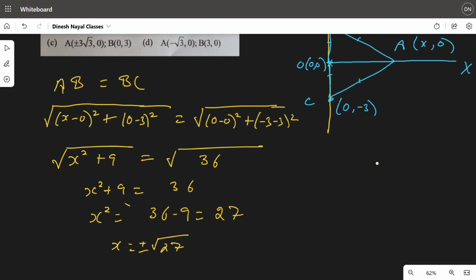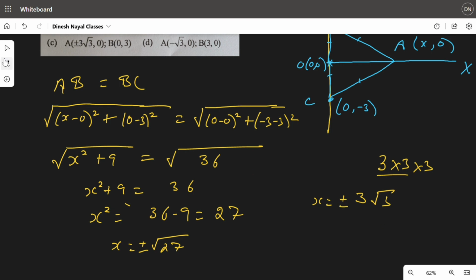Now see, under root of 27, how can we write it? 27 we can write as 3 into 3 into 3. We know that if you do the pairing, this 3 will be outside, and this will remain in the root 3. So x will be actually plus minus 3 root 3.